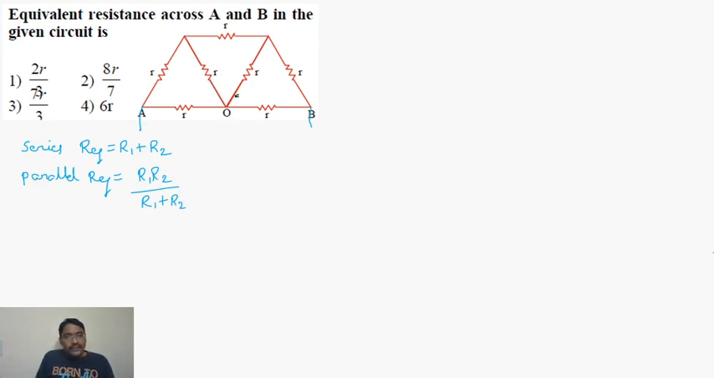Okay, so in this circuit, if you observe this point, at this point the circuit is exactly dividing into two equal halves. This point is called the point of symmetry. Now what I'm doing is redrawing the circuit. See here, this one is A, this one is B, and this is point O.